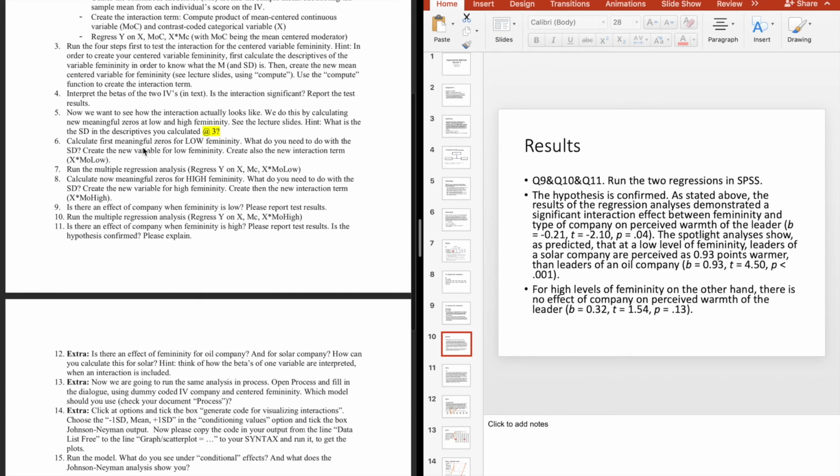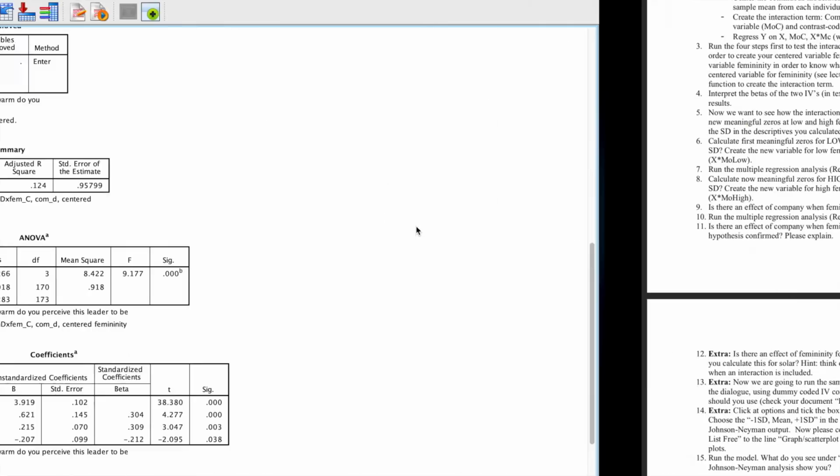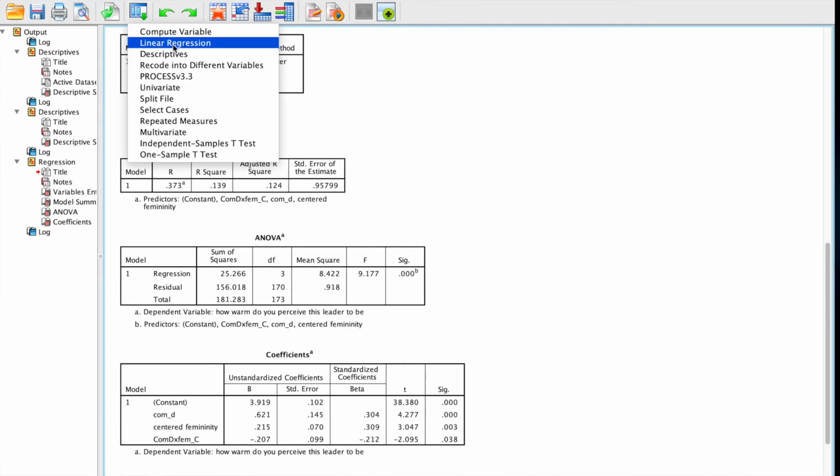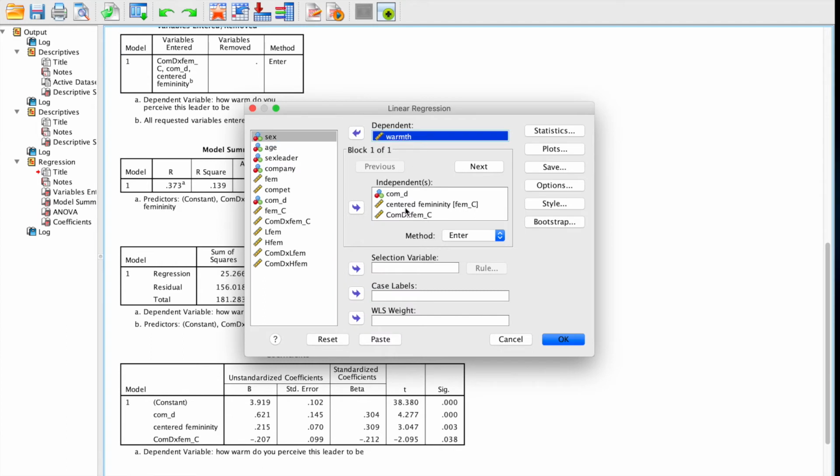Now we did 6, 5, 6, 7. Now we run the multiple regression first for the low level of femininity. So we put warmth as the DV as well, and then we put dummy coded company, and then we put low level of femininity and the interaction between low level of femininity and company.